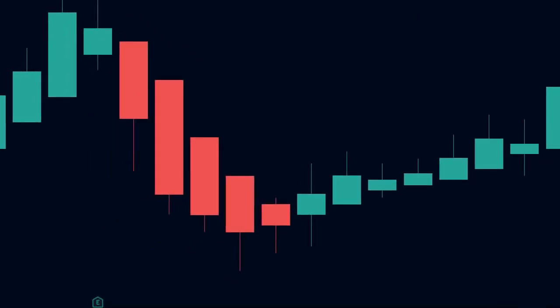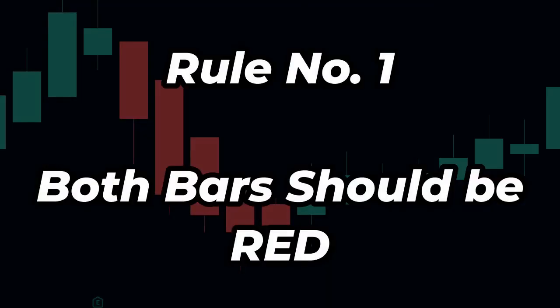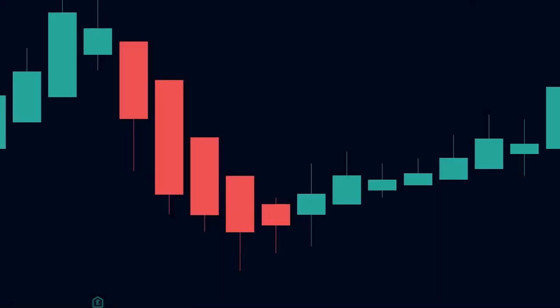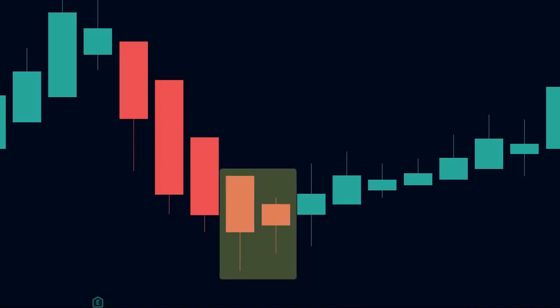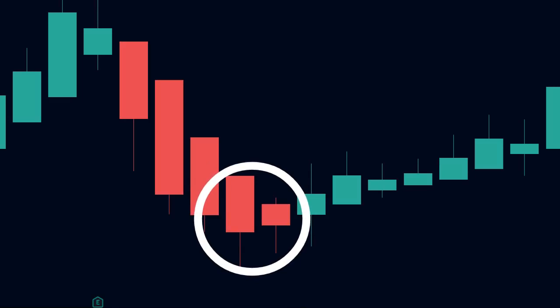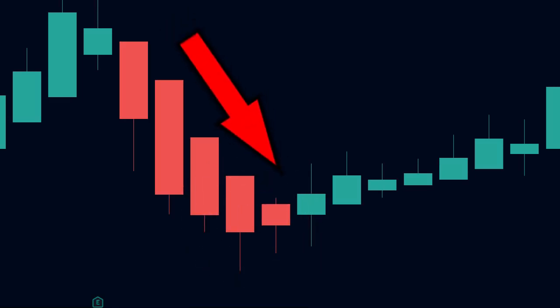On the contrary, we have the bearish inside bar. A bearish inside bar pattern has two rules. Rule number 1. Both the candles should be red. And rule number 2. The inside bar should occur after a substantial down move. Here is an example. This is a perfect bearish inside bar. Both of the candles in the pattern are red and the pattern appeared after a substantial down move in price.